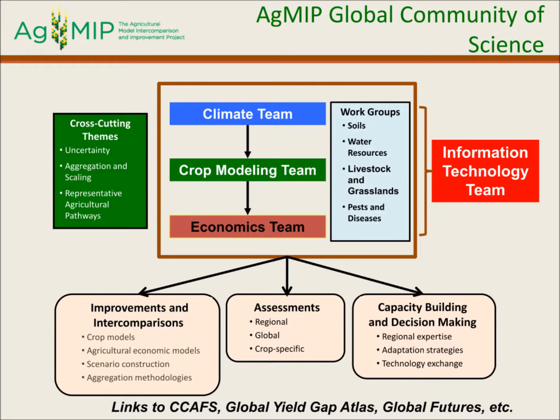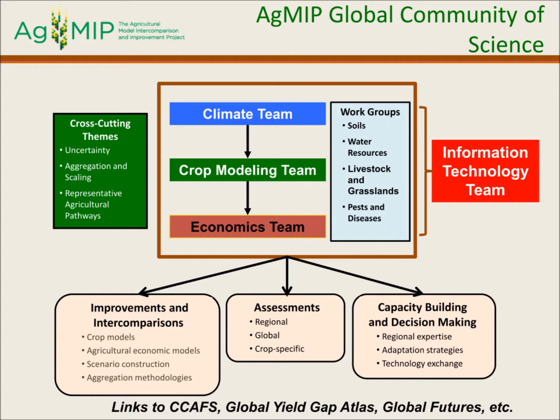So we organized this starting in 2010 by different teams of scientists. We have a climate team, a crop modeling team. Each one of these teams is led by two different people, usually one from the U.S. and these major teams, and one from another country. Economics team. We have an information technology team. And then we have working groups, soils, water resources, livestock and grasslands, pests and diseases that are working together.